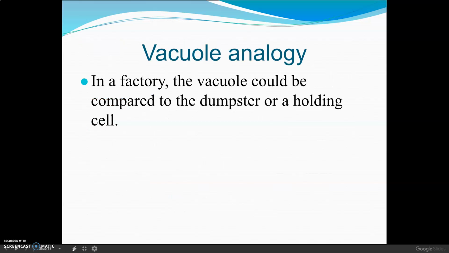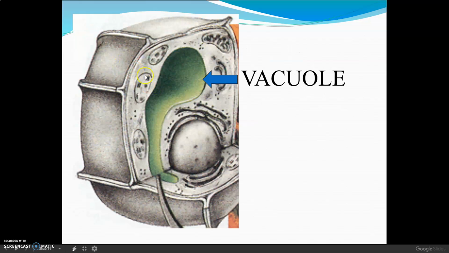Vacuole analogy. In a factory, the vacuole could be compared to the dumpster or a holding cell. In plants it's huge because it stores all the water that the plant needs. Here's a picture of a vacuole in a plant cell. It is gigantic.